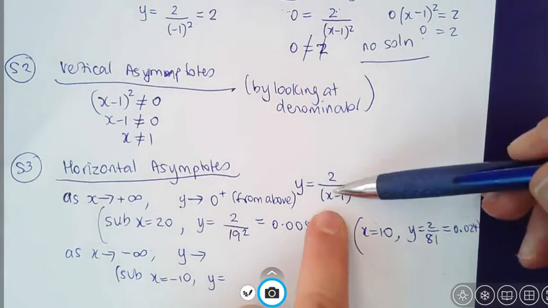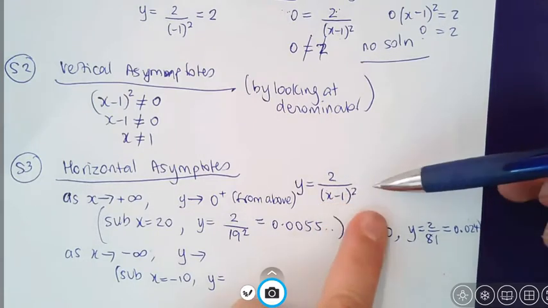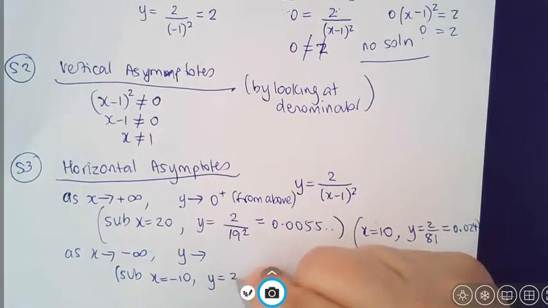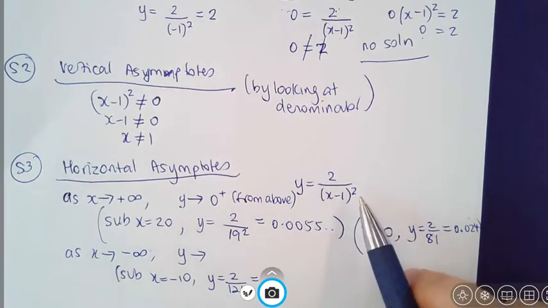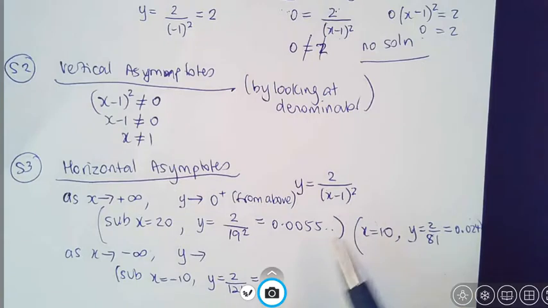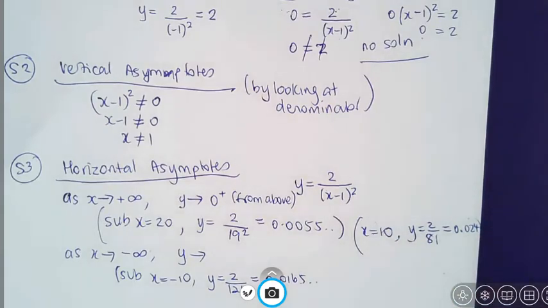If you put x is negative 10 here, negative 10 minus 1 is negative 11 squared, that's 121. 2 over 121, isn't that going to be another small value? Because something squared is positive. Do you see what I'm doing, girls? I'm substituting. What do you get? 0.0165. Would you say y is approaching what?